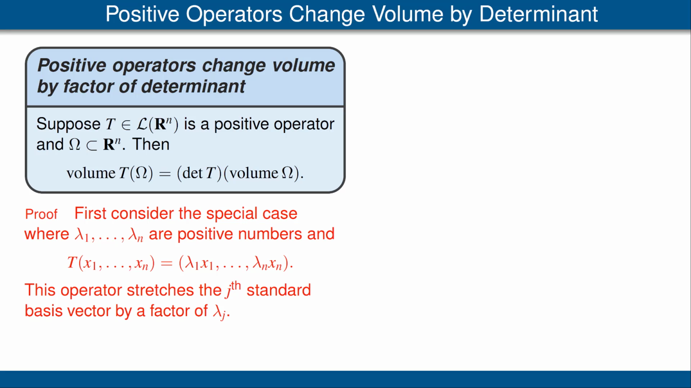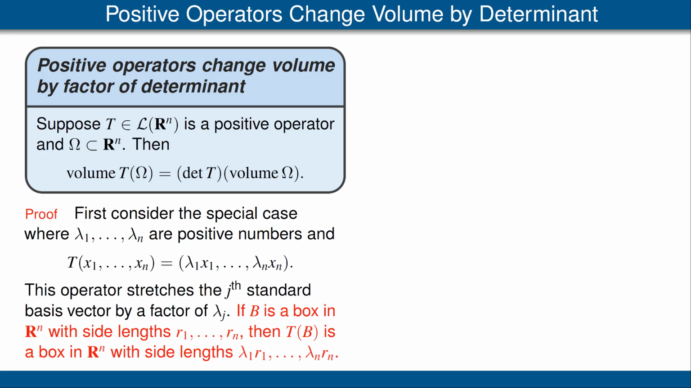To get a good feeling for it, we will first consider the special case where lambda 1 up to lambda n are positive numbers, and T of (x1, up to xn) is (lambda 1 x1, up to lambda n xn). This operator stretches the jth standard basis vector by a factor of lambda j. For this operator, the eigenvectors are the standard basis vectors, and the corresponding eigenvalues are lambda 1 up to lambda n.